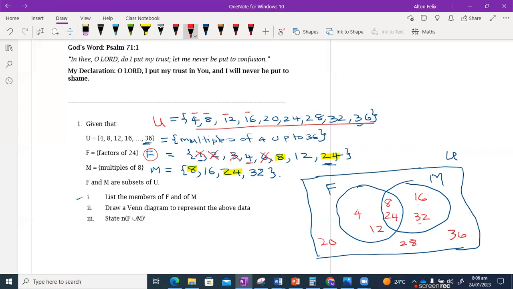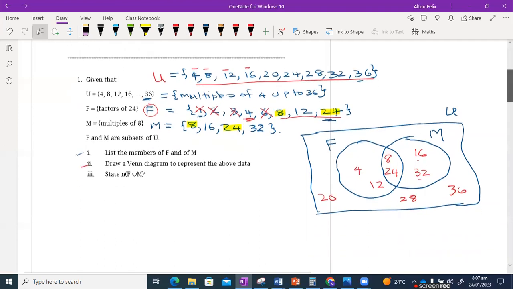That's part 2. Right, so let's see 4, 8, 12, 16, 20, where's 20? Yes, 20 is there. 24, 28, 32, 36, good. F, right, so this will be the set F, only 8, 12, 24, and 4 is right here. And multiples of 8: 8, 16, 24, and 32. And it's all right here. Great. So that's the end of question number 1.